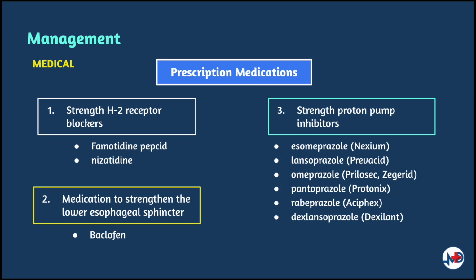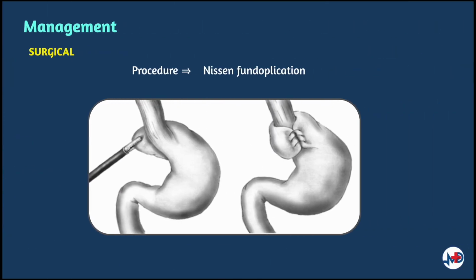Other than that, you could also prescribe medications to strengthen the lower esophageal sphincter, and this means prescribing baclofen, which may ease gastroesophageal reflux disease by decreasing the frequency of relaxations of the lower esophageal sphincter. So when it comes to management, there is a procedure that can be carried out which is known as Nissen fundoplication. Here the surgeon wraps the upper part of the stomach around the lower esophagus, and this enhances the anti-reflux barrier and can provide permanent relief from reflux.